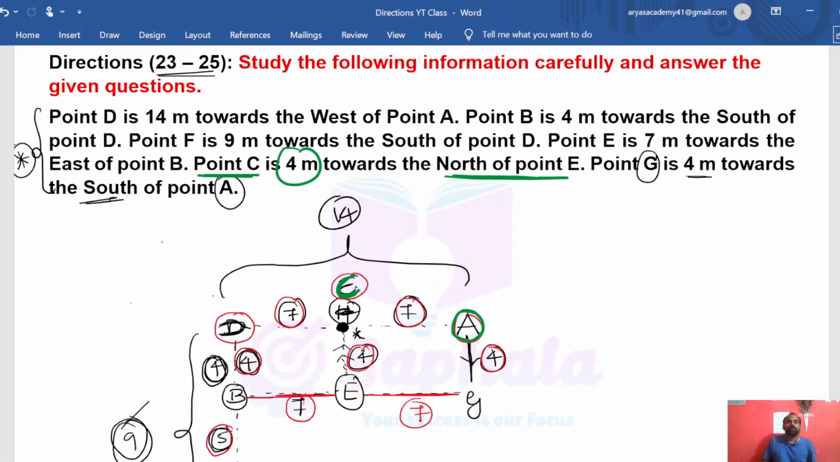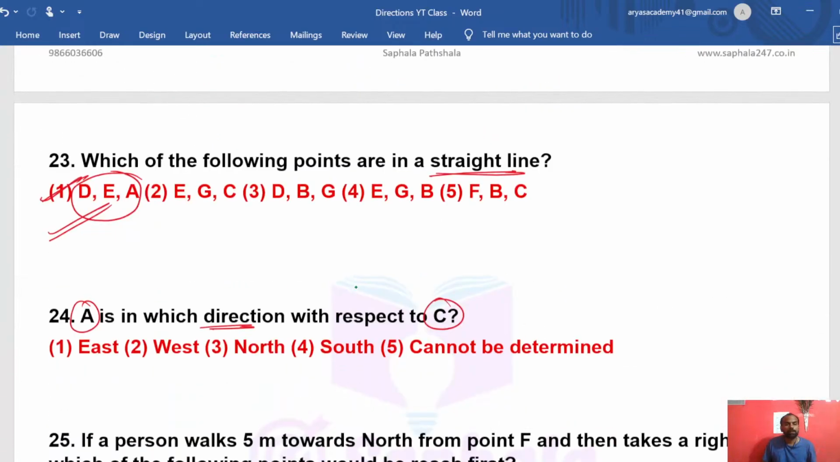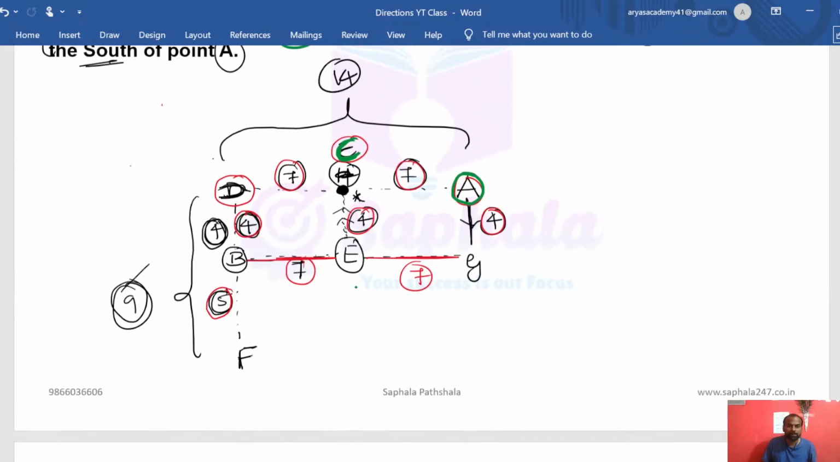Okay. So I have to tell which point. Point A is in which direction from C. So this is actually C. I have made a mistake earlier. Already E is here. So I have written E over there, but that is actually C. So C is here. From C, what is the direction of A? This goes which direction? East, na?